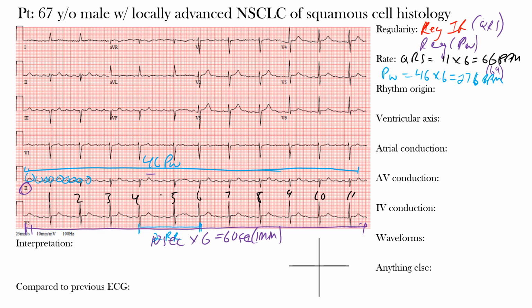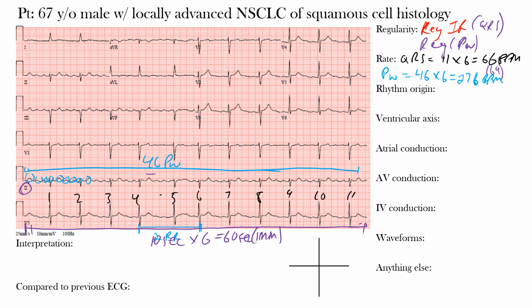Now let's look at the rhythm origin. Well, we have narrow QRS complexes, so it must be supraventricular in origin, that is originating from above the ventricles. Now we need to ask ourselves if we can make out any clear P waves with similar morphology, because we have to determine, are we dealing with sinus rhythm? In addition, we need to see if there is one P wave for every QRS complex. And you probably noticed that we don't have one P wave for each QRS complex, so we're actually not dealing with a sinus rhythm.